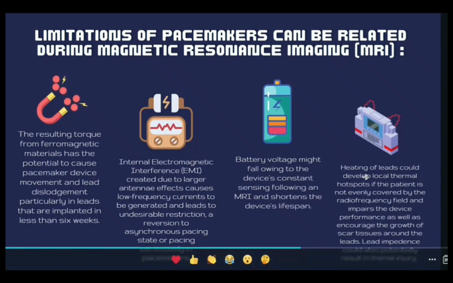We also look into the heating of the leads, which could develop local thermal hotspots if the patient is not evenly covered by the radio frequency field.